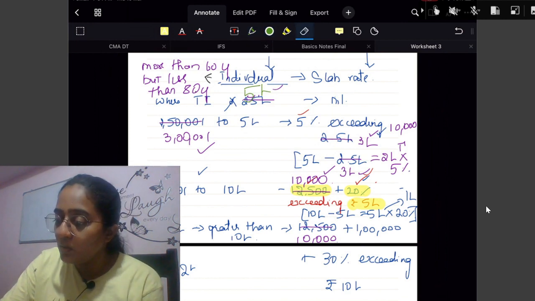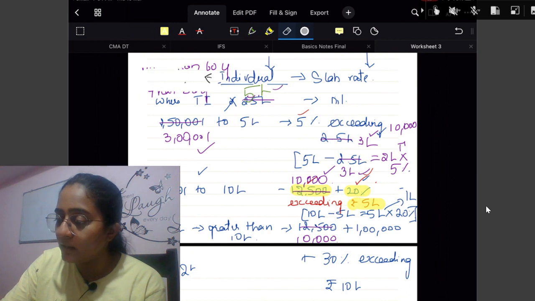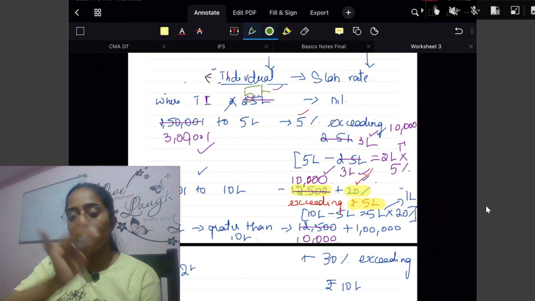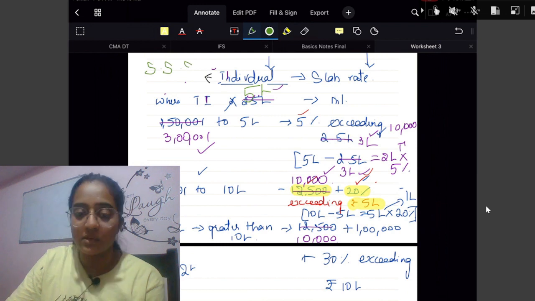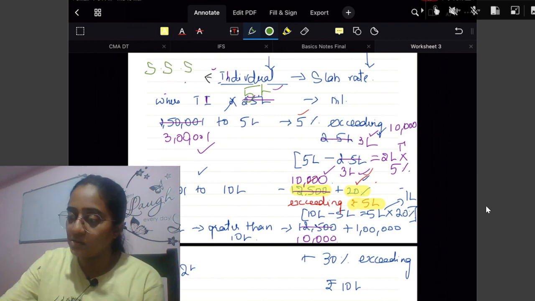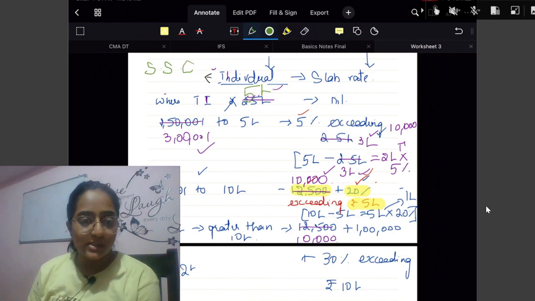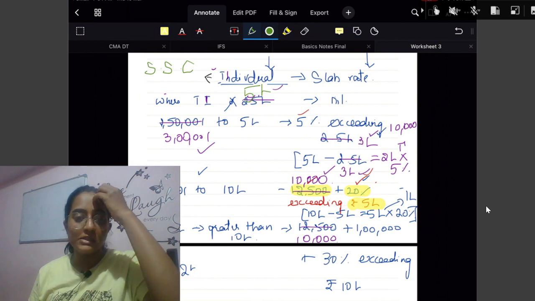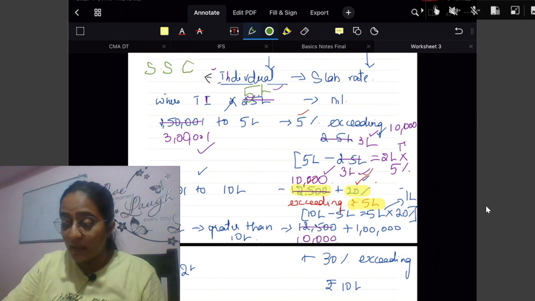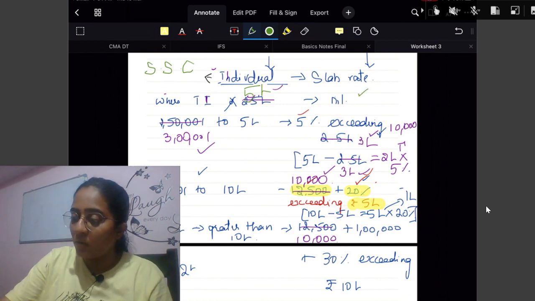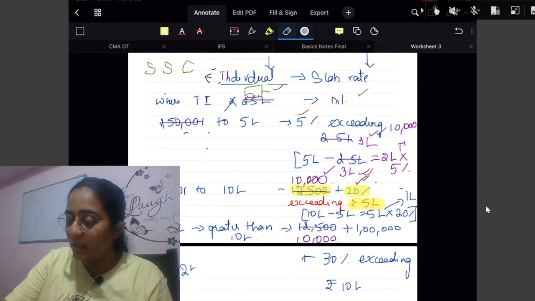So, for the people who are greater than 80 now, who are super senior citizens, the previous example which we saw was for senior citizen. This is for super senior citizen. For the super senior citizen, the basic exemption limit is given up to 5 lakh and the tax will be nil. Whatever the 3 lakh which I have told, this 3 lakh will be replaced now by 5 lakh.